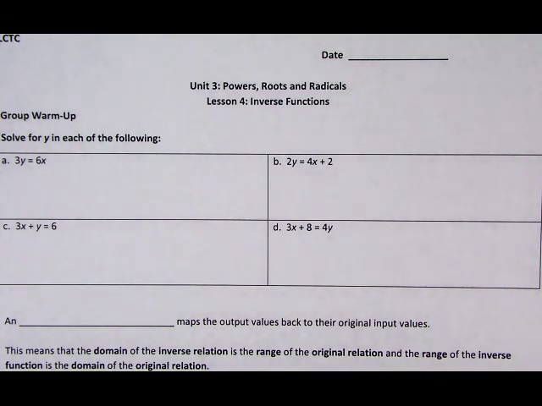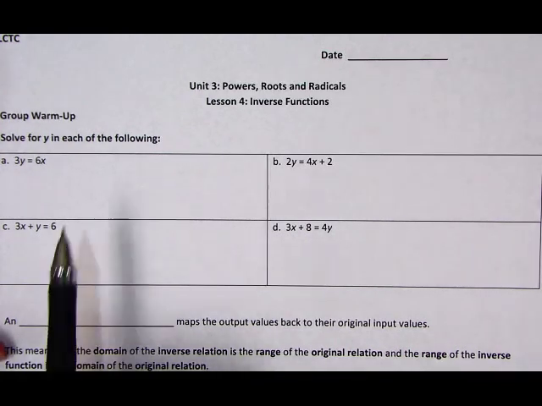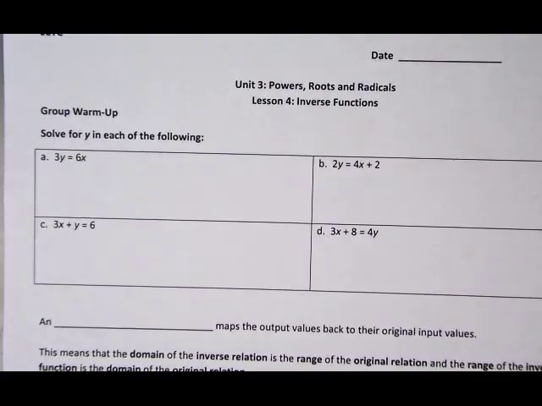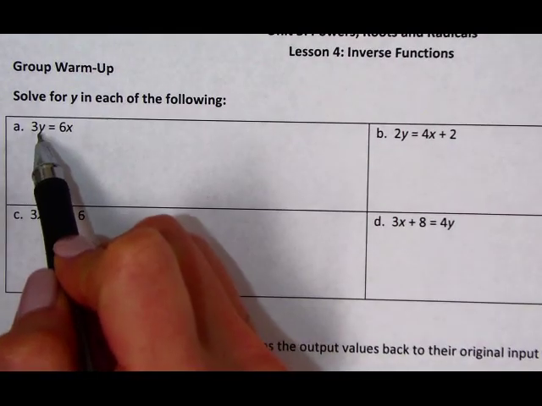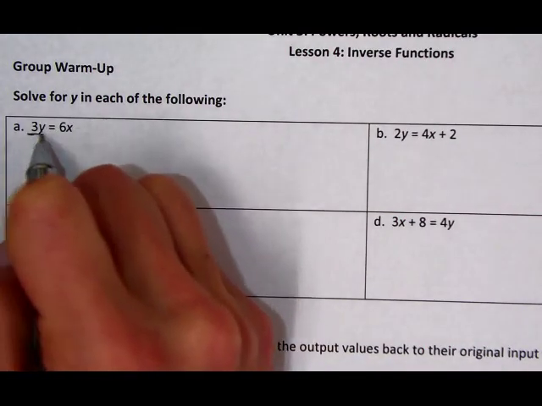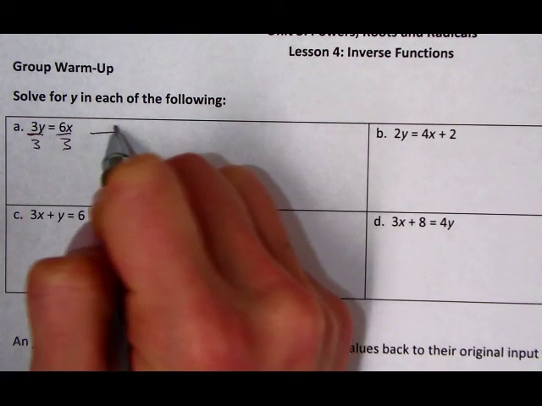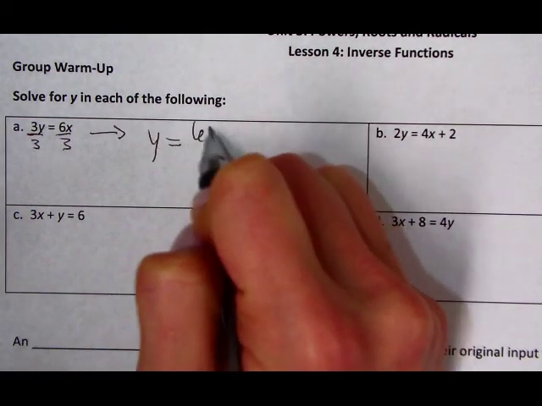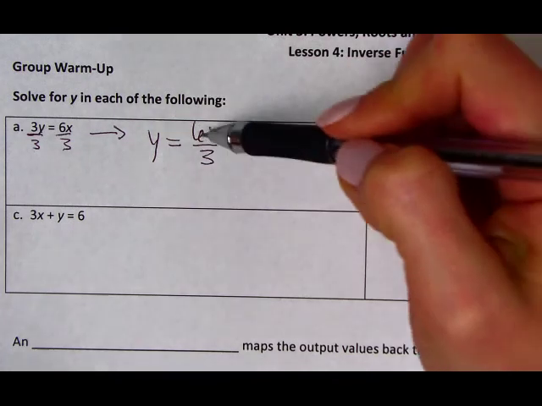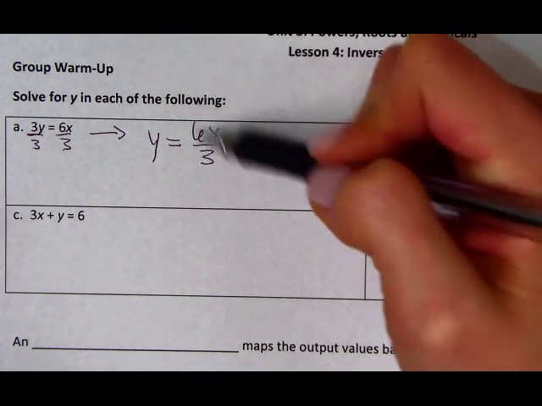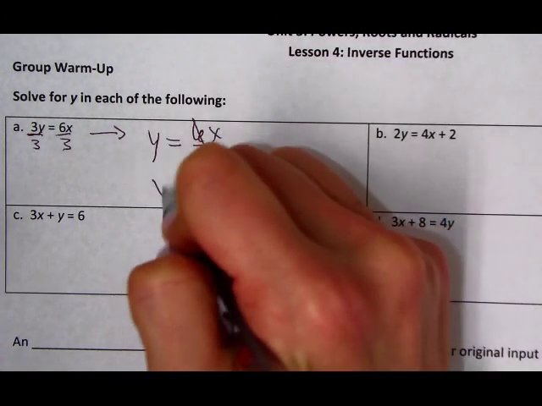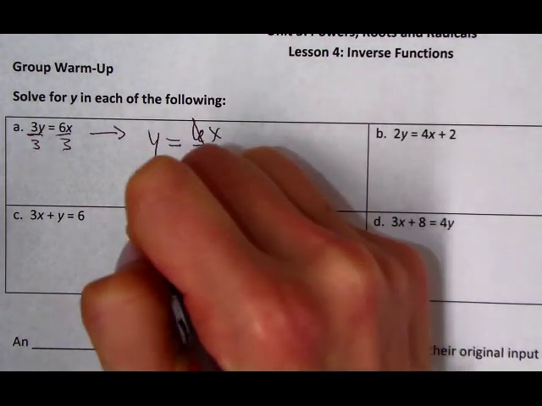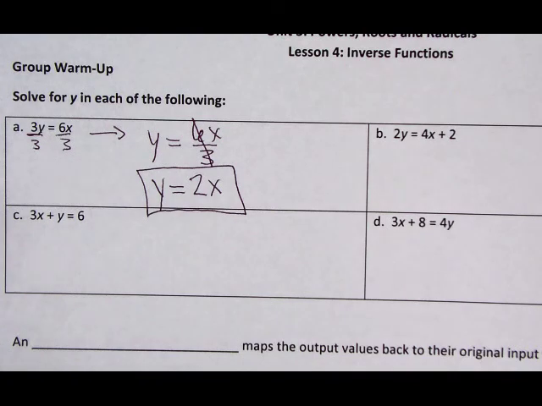In letter A, they're asking us to solve for y, which means y needs to be by itself on the left-hand side where it's given. So if we want to leave y all by itself, we're going to move the 3. And since it's 3 times y, we're going to divide both sides by 3. So we get y is equal to 6x over 3. And since 6 is on top and 3 is on bottom, we know that these can divide into 2. So we can cancel this out and we get y equals 2x for the answer to letter A.